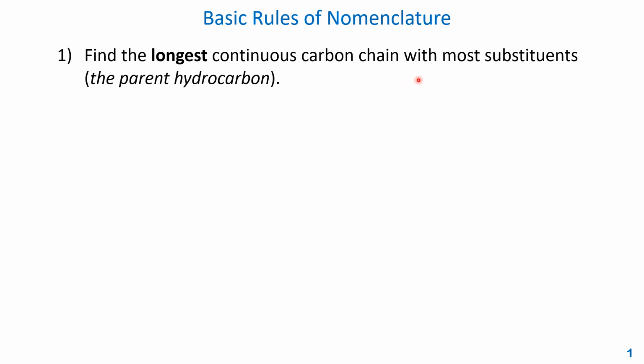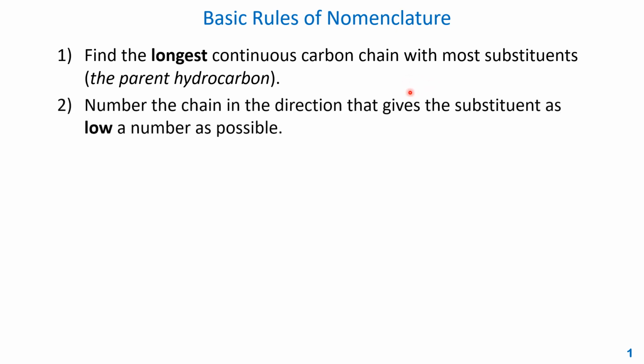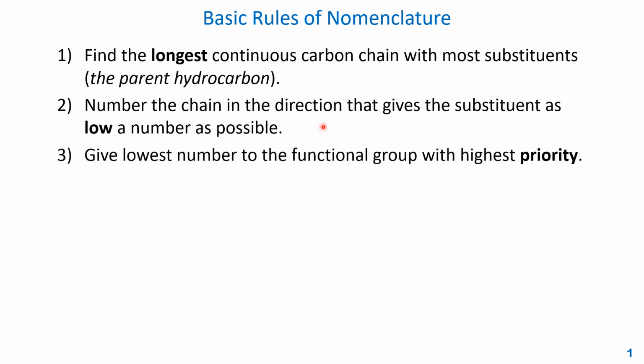Okay. So now the second rule: you have to number the chain in the direction that gives the substituents as low a number as possible. If you have ties, you have to look at the further substituents until you break the tie. And third, you need to give the lowest number to the functional group with the highest priority.